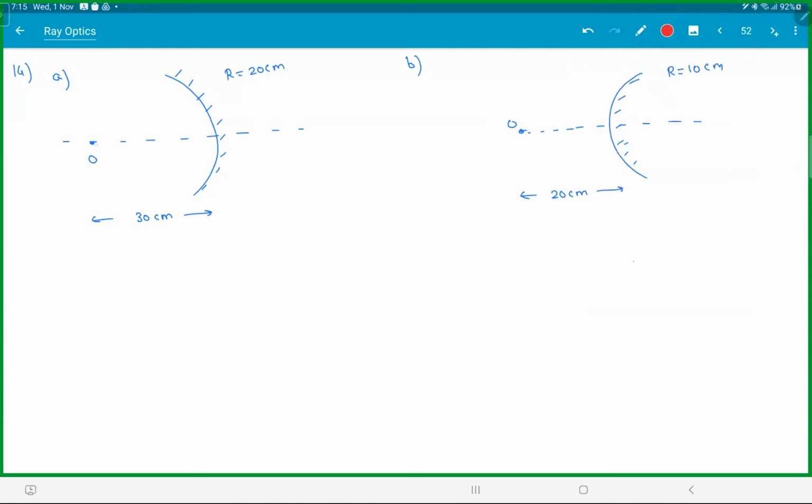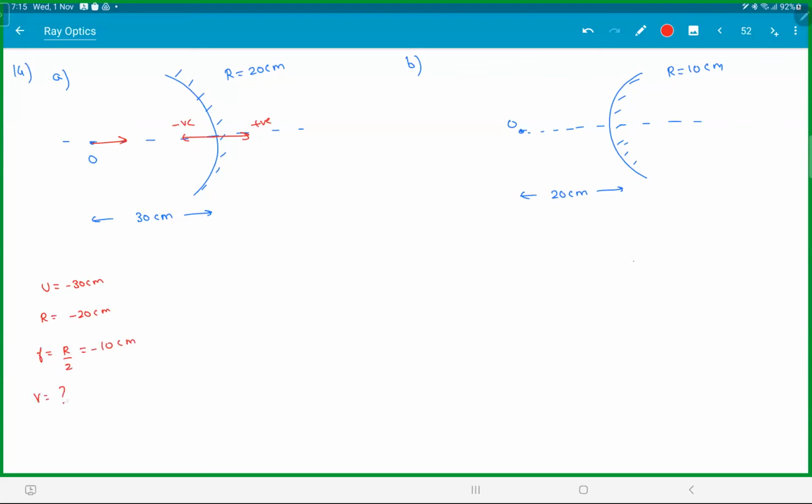Lighters are going to the right side. This is positive. So U is minus 30 centimeters. Meaning this is positive, and anything on the left hand side is negative. Radius of curvature is minus 20 centimeters because the center is also on the left hand side. Focal length is R by 2. So that is minus 10 centimeters.